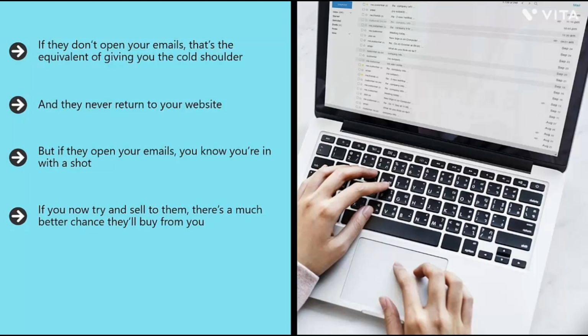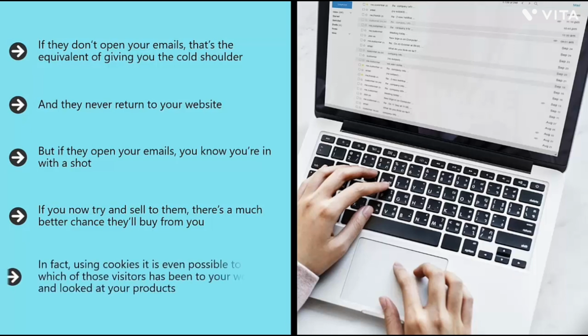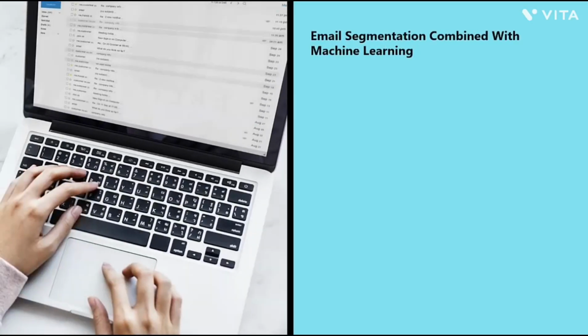Using email segmentation, you can do exactly that. You can see which of your visitors are actually opening your emails, are actually clicking your links, and are scrolling down to the bottom. In fact, using cookies, it is even possible to see which of those visitors has been to your website and looked at your products. You can see who has hovered on your products and been tempted to click buy. Email segmentation combined with machine learning.